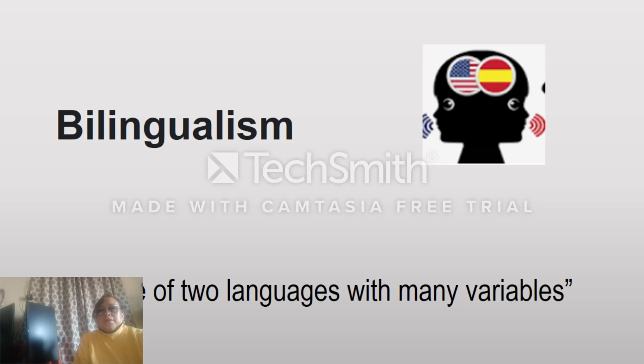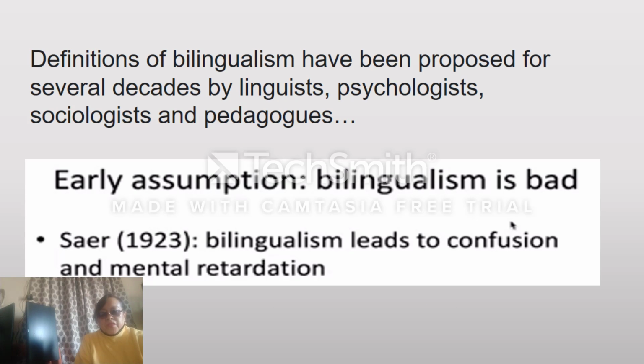It's very difficult to determine a unique definition of bilingualism. At the very beginning, in 1923, this theorist defined bilingualism as bad, saying it used to lead the student to confusion and mental retardation. That was because we didn't have the investigations like we have now about mental processes, and so that's why it was so confused.